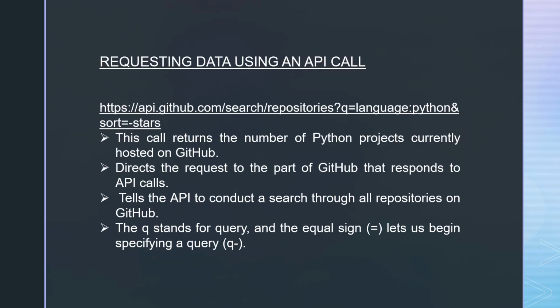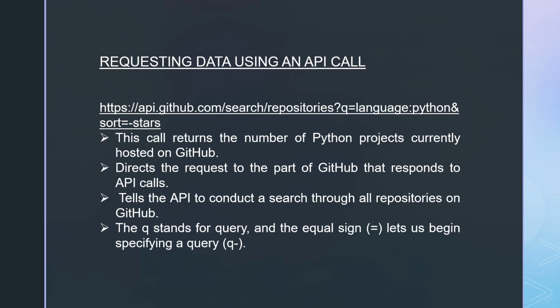Requesting data using an API call. GitHub's API lets you request a wide range of information through API calls. To see what an API call looks like, below is the browser's address bar. This call returns the number of Python projects currently hosted on GitHub, as well as information about the most popular Python repositories. The first part, https://api.github.com, directs the request to the part of GitHub that responds to API calls.